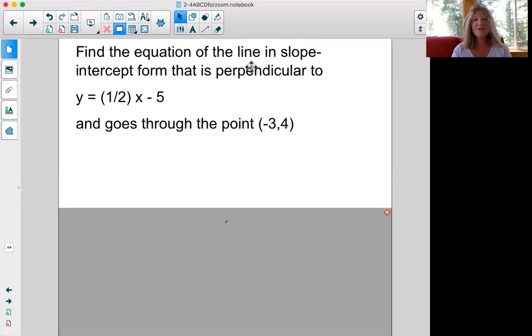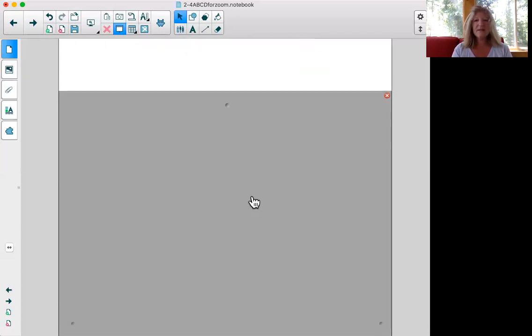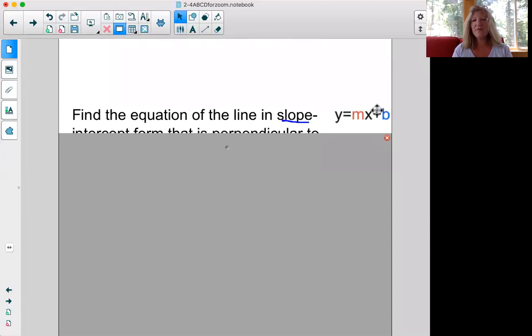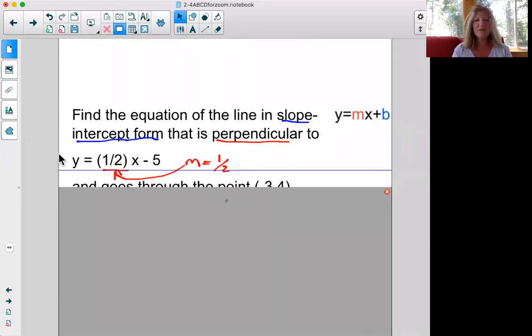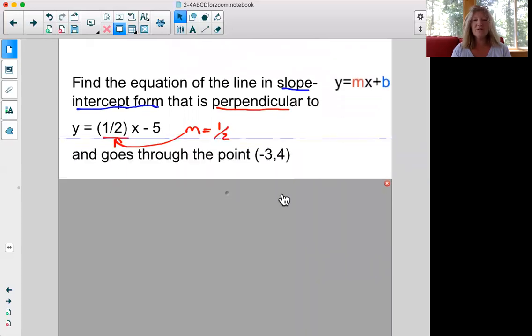You want to find the equation of the line in slope-intercept form that is perpendicular to this line and goes through this point. So first of all, my final answer is going to be in slope-intercept form, and it's perpendicular to this line. Well, this line has slope 1/2. I can see clearly because y is alone and it's in slope-intercept form, so I can see the slope. And it goes through this point.